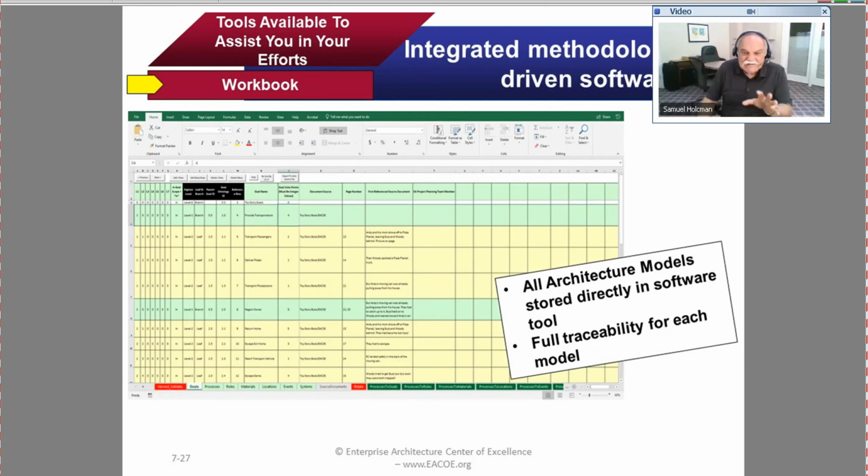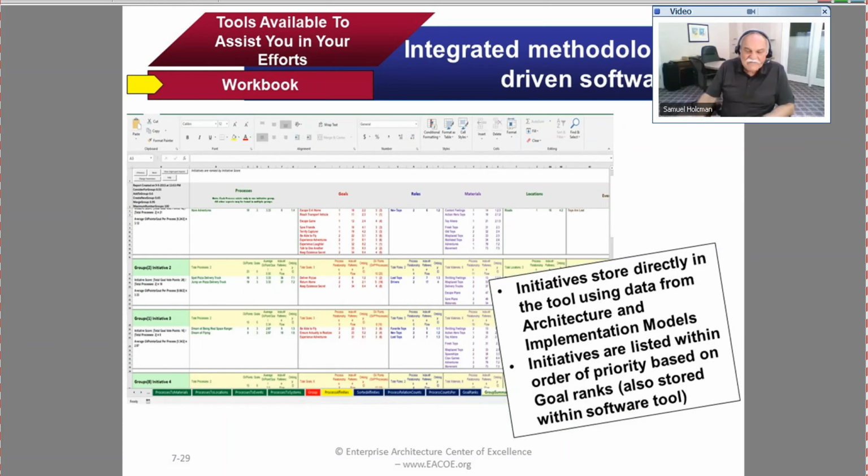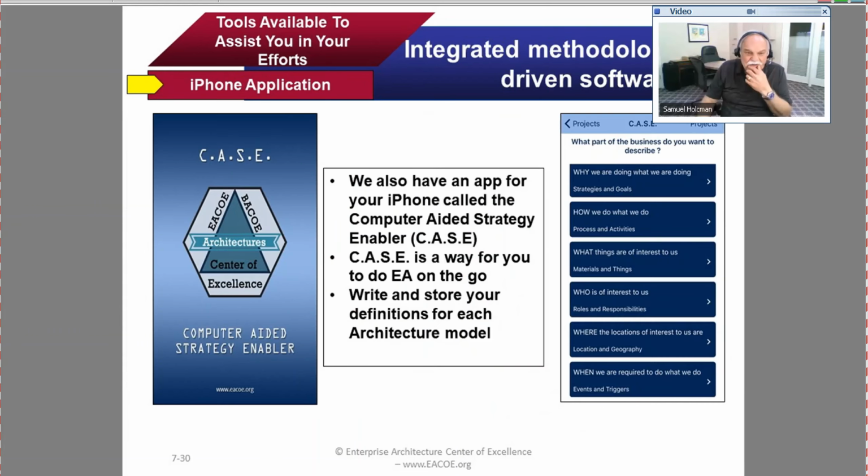And all the architecture models are stored directly in the tool, fully traceable and transparent. And of course, the implementation models are also directly stored in there and fully traceable for each one of the models. And from that, our methodology drives, of course, the end product, which is a series of what? Initiatives. And those, again, are traceable and transparent. All of these steps are integrated to make all of this happen. I want to emphasize the word integration, which is different than the word interfacing. And of course, coming out of this is a series of prioritized initiatives based on the business drivers.